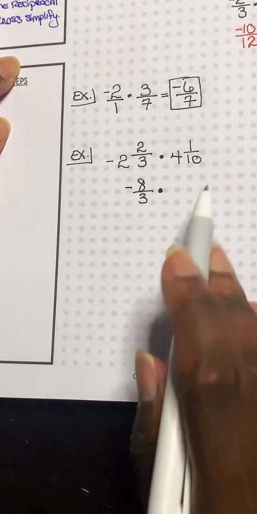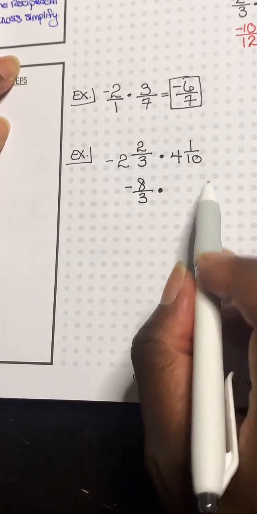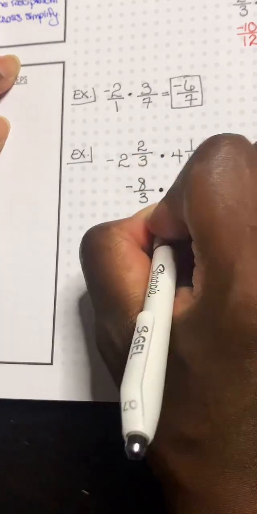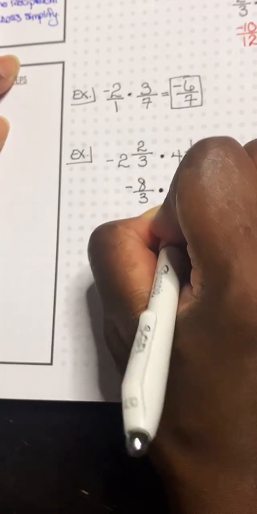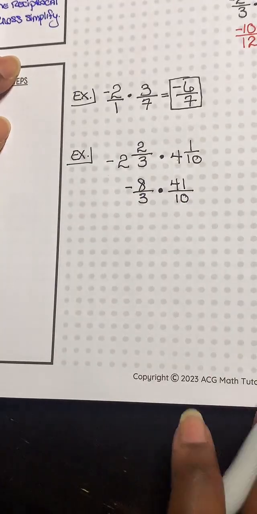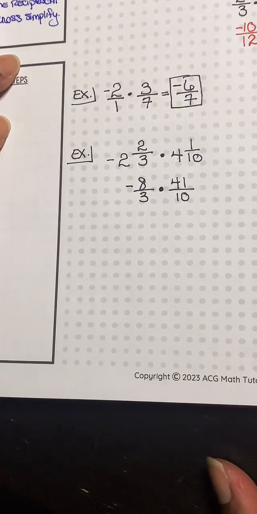Multiply. Same thing over here. So good. We got 41/10. Good. So 10 times 4 gives me 40, plus 1 gives me 41 over my original denominator, which is a 10. All right, excellent.